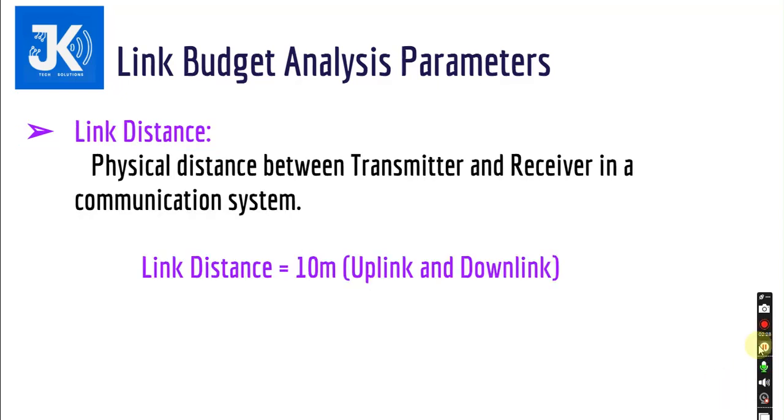The next important parameter is link distance. The link distance is the physical distance between the transmitter and receiver in a communication system. Whenever you consider the link system, there are two aspects: line of sight communication and non line of sight communication. In LOS, there won't be any obstacles between the transmitter and receiver. In non line of sight communication, there will be obstacles like buildings, trees, and so on. Here we have taken the link distance as 10 meters for both uplink and downlink.